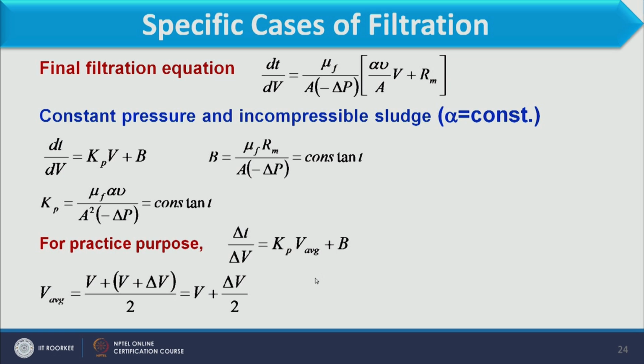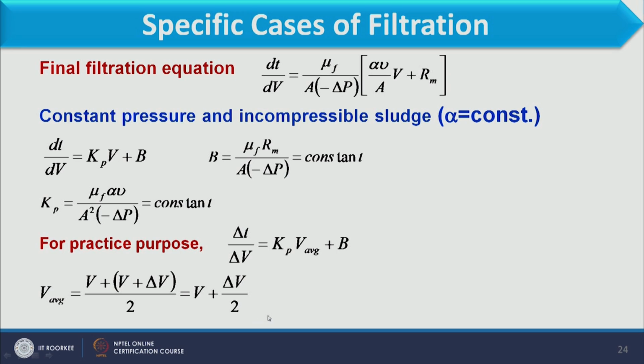Now what is V average? V average we can calculate as V1 plus V2 by 2, that is very simple. V1 is the initial volume, and V2 we can write as V1 plus the differential volume collected. So V average we can define as V plus delta V by 2.